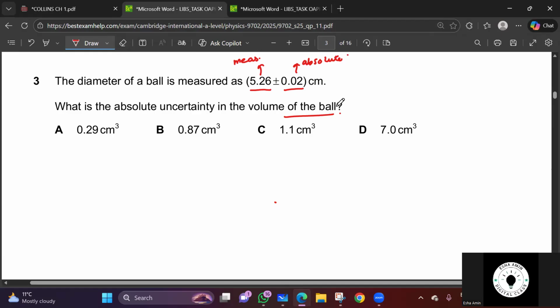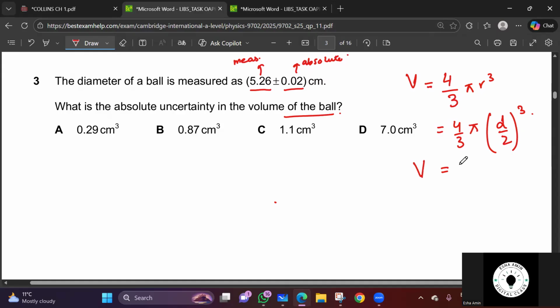Okay, so we know that the ball is a spherical shape, right? So the volume of the ball will be, what is the formula for the volume of the sphere? It is 4 by 3 pi r cube, right? Radius is not given, but the diameter is given, right? So we can write r cube as d by 2 cube, right? So when we substitute the value, first we are finding the value of the volume.